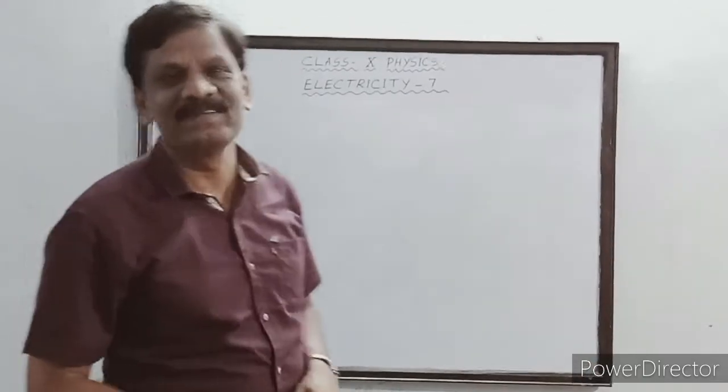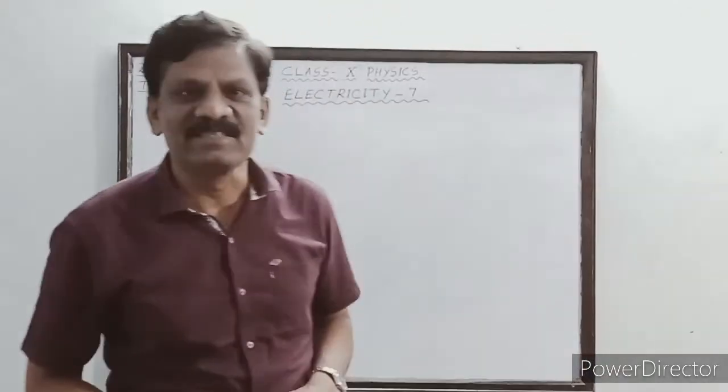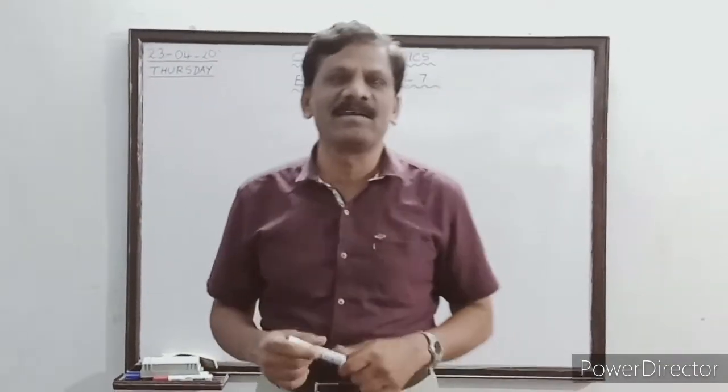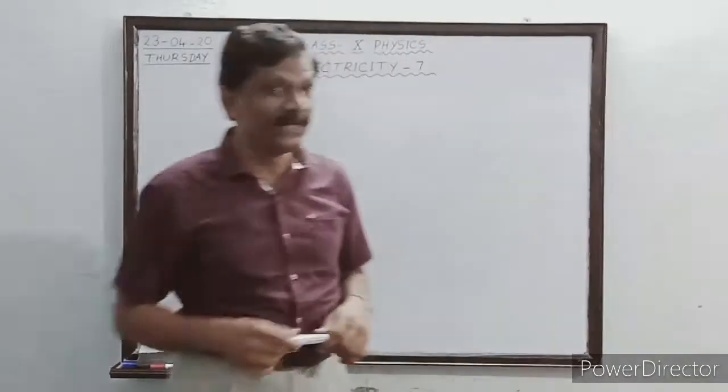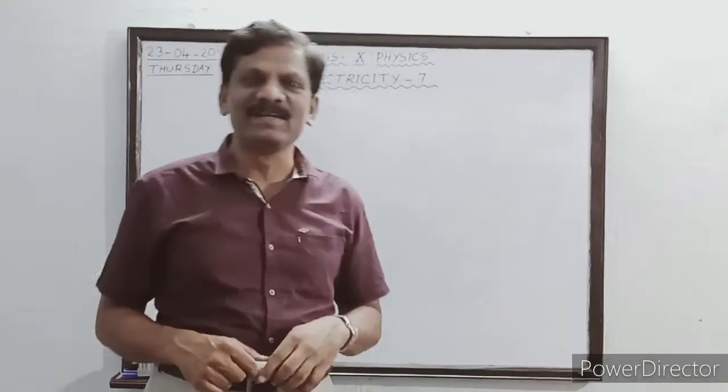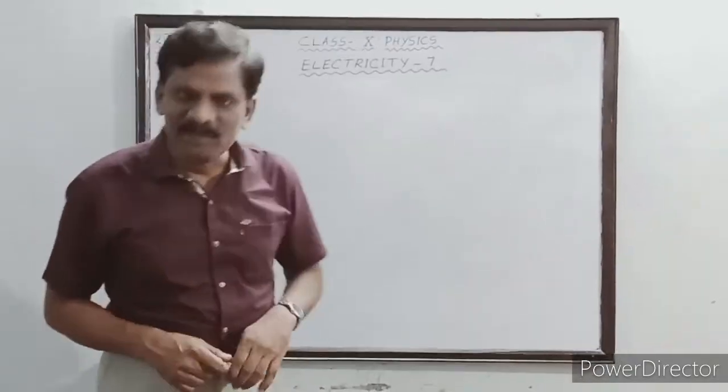Hi, good evening students. In the previous lecture, I gave you a small homework. When three resistors of 1 ohm, 2 ohm and 3 ohm are connected in parallel, I asked you to find the effective resistance. I will help you how to do it now.